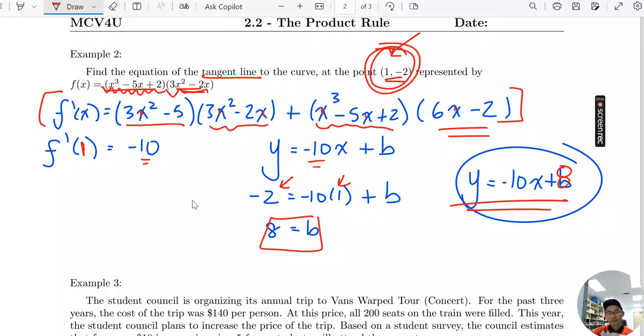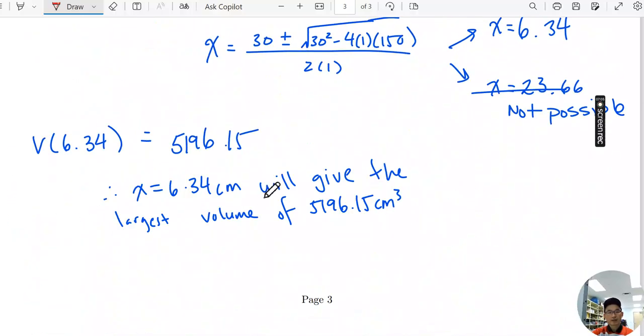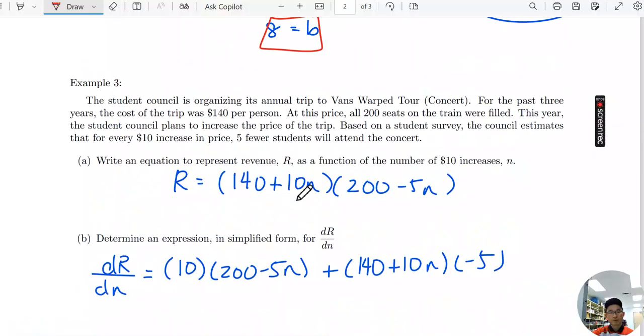Plus 8. Okay. And so here are a couple of word problems, okay? So with the word problems, again, you are creating the equation using the product rule. So this is a typical question we see in grade 10, where we are looking at maximizing revenue, okay?